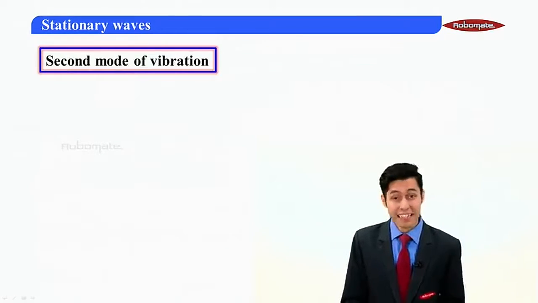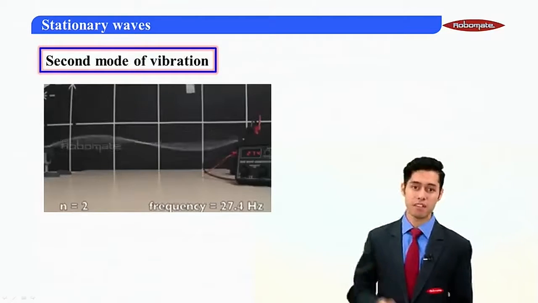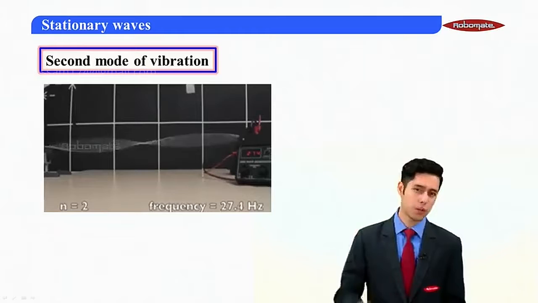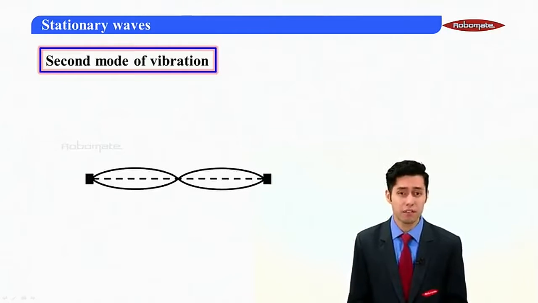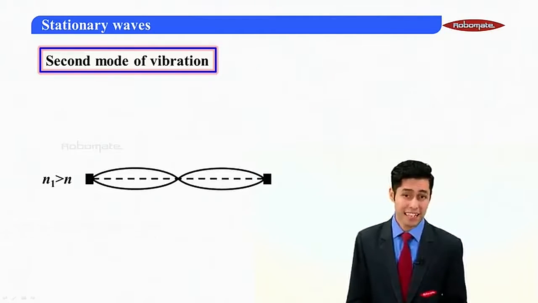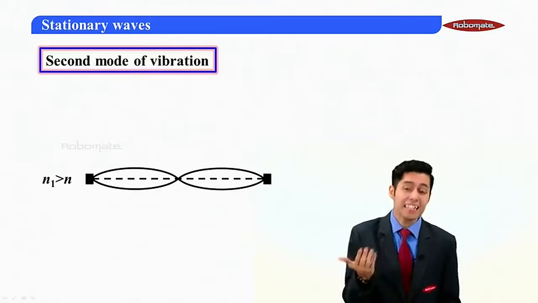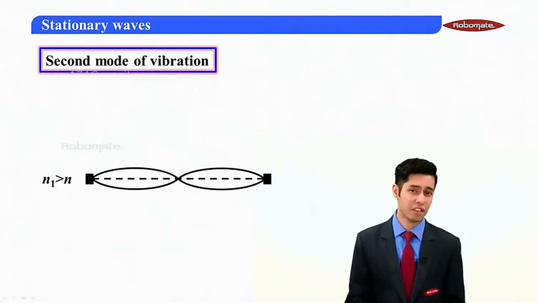Moving ahead, there is the second mode of vibration. As we can see in the animation, the second mode of vibration has 2 loops. So let me take the diagrammatic representation for the second mode of vibration. In this case, the frequency is denoted by N1, which is greater than N. How it is greater, that we will see in the derivations.